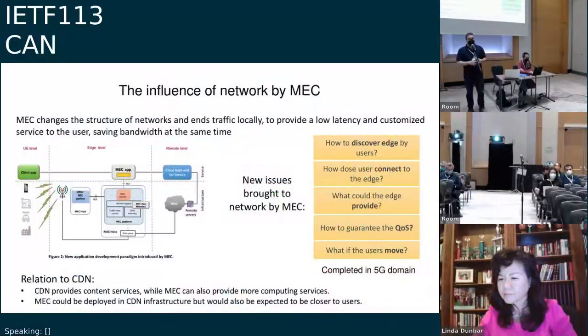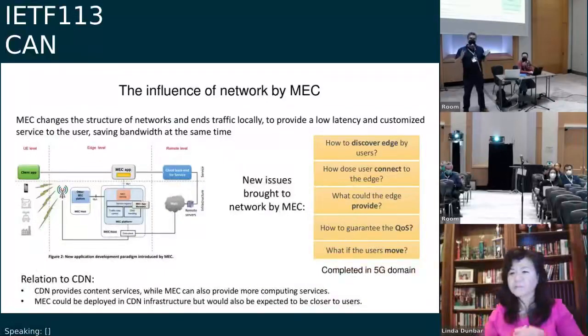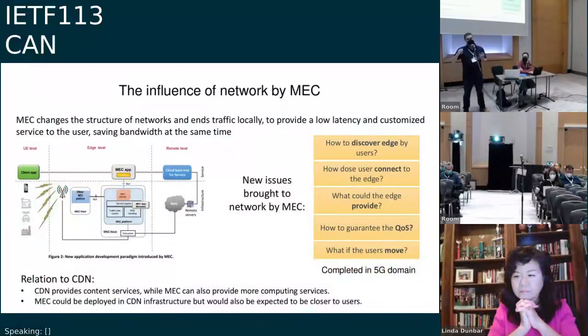MEC changes a little bit the story of how applications could be developed. The idea is to transition from the original client-server approach to something that involves an additional party. So we have a client, the edge part, and the remote part at the time of delivering or creating the applications. This could have some implications in terms of how to handle the traffic, because there could be different procedures and processes for steering the traffic across the different parties in the network. Key issues to understand how MEC influences routing are listed in the slide.